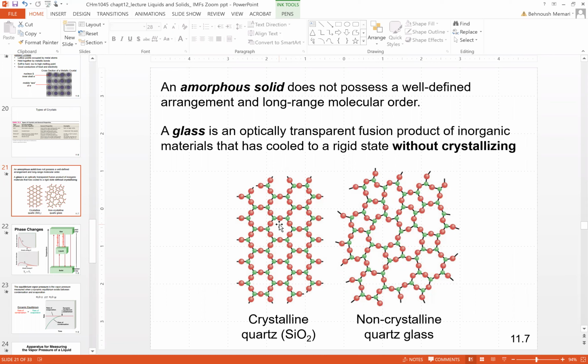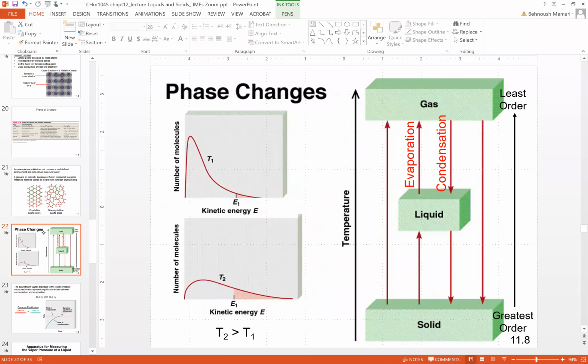Okay, we talked about intermolecular forces. We talked about different types of solids. Now, how are the intermolecular forces going to affect the phase changes? What are phases? We talked about phases. That was the first slide. If you have a solid phase, liquid phase, or gas phase, what happens? And how do you change the phases?